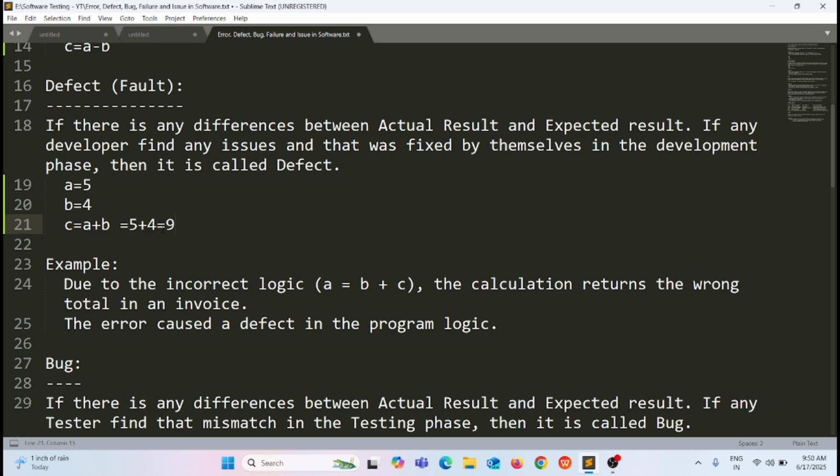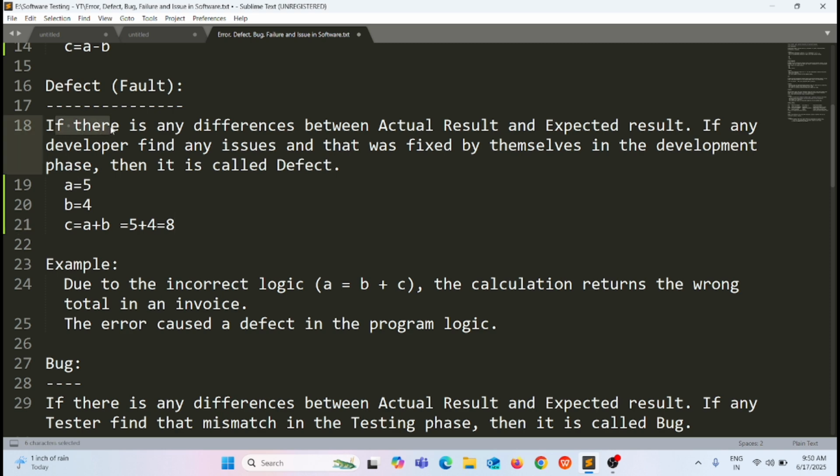But instead of 9, I got the result, let's say 8. That means there is some difference between expected results and actual results. My expected result says it should be 9. That should be my expected result. But I am getting the result 8. That means there is some difference between my expected results and actual results. Okay, so that is called a defect.